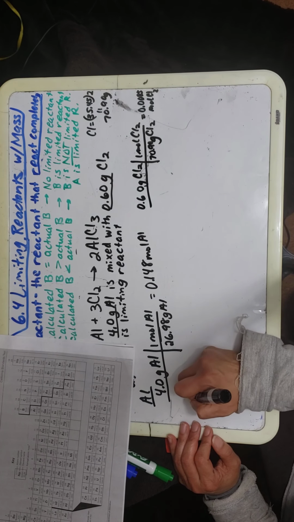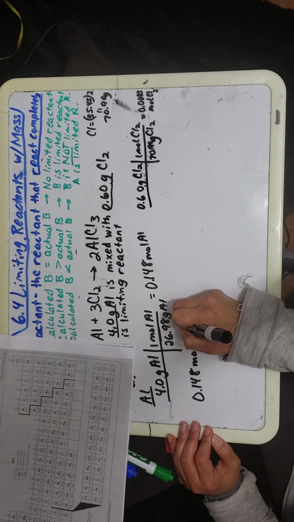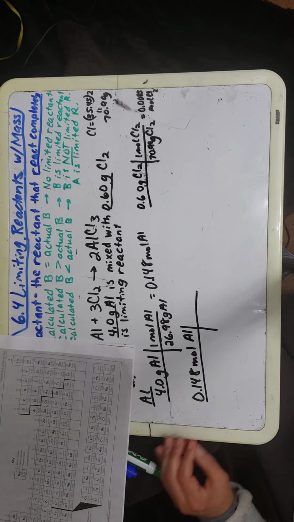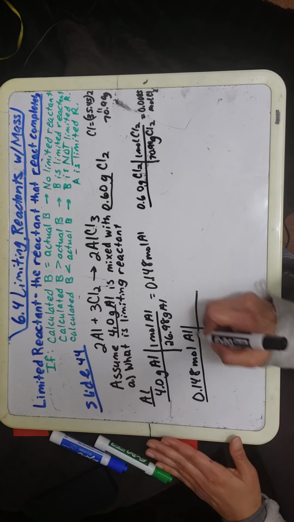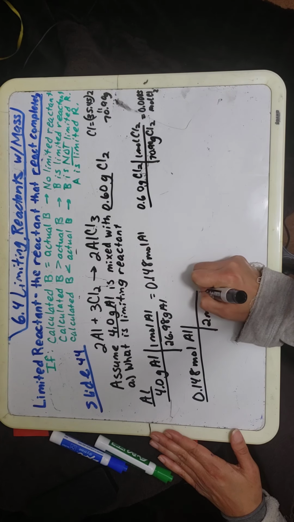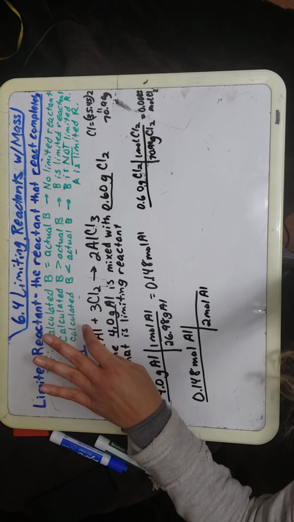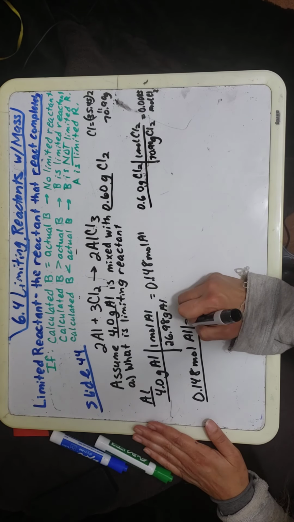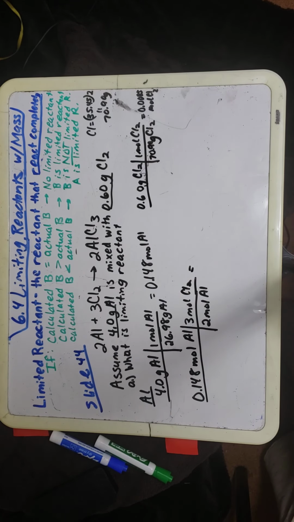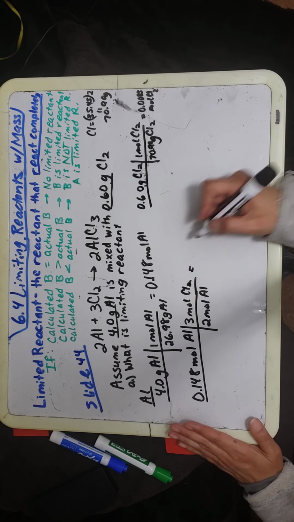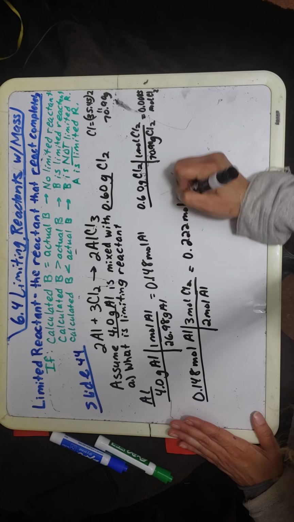So when we pick the first one, you have 0.148 mole of aluminum. And then you do the mole ratio. Whereas your mole ratio is, for aluminum, you got 2. And for your chlorine, your mole ratio is 3. Okay, so when you multiply the top and divide it by the bottom, you should get what is on the slide. They got 0.22 mole of the Cl2.